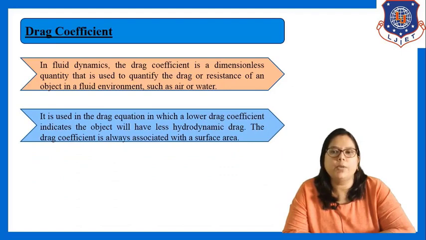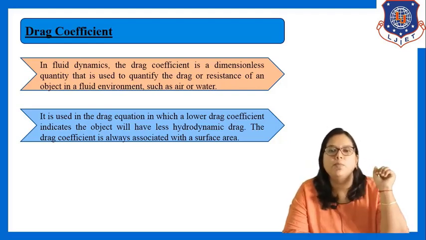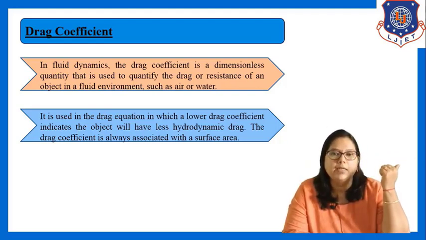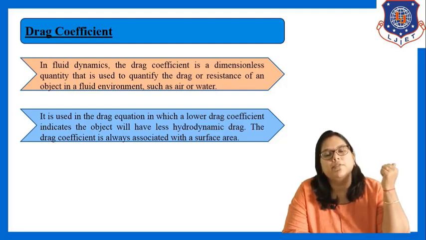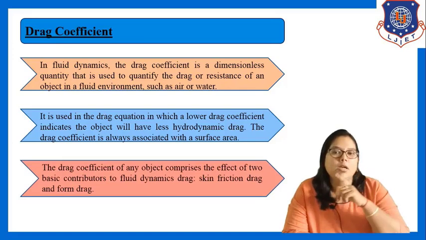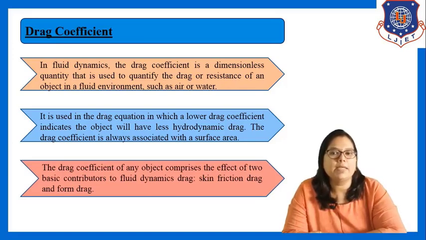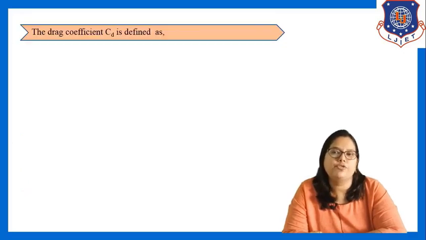It is used in the drag equation, in which a lower drag coefficient indicates the object will have less hydrodynamic drag, and the drag coefficient is always associated with surface area. That means drag coefficient is associated with the shape of the object. The drag coefficient of any object comprises the effect of two basic contributors to fluid dynamics: skin friction drag and form drag. Fine. So this is drag and drag coefficient.